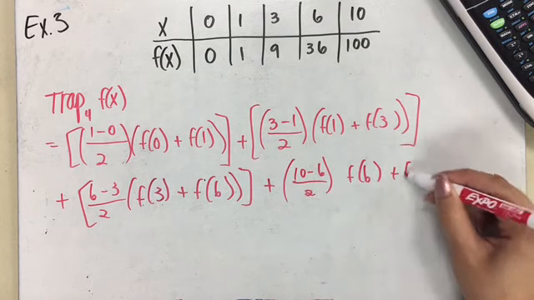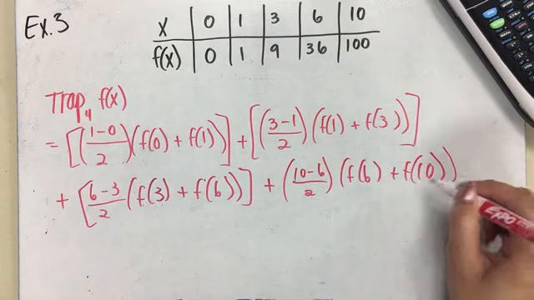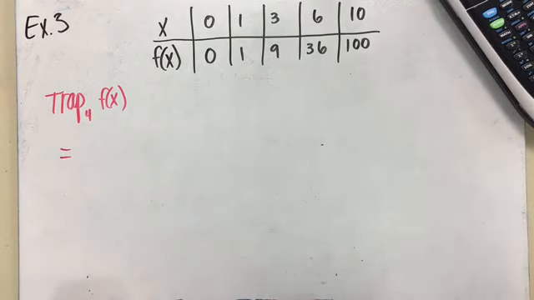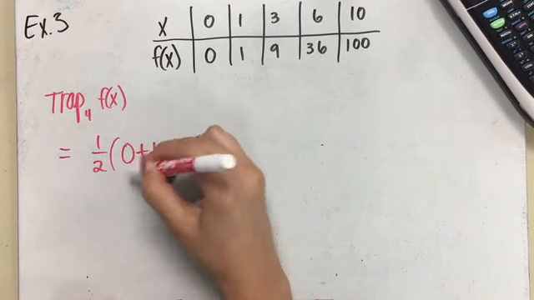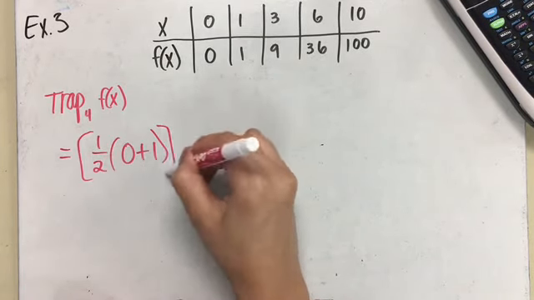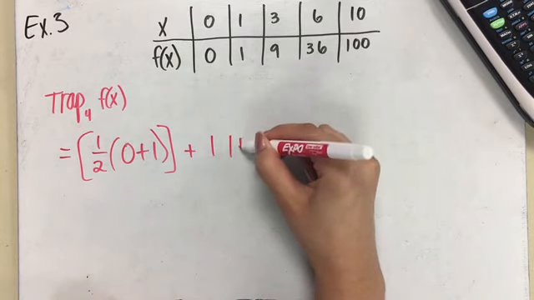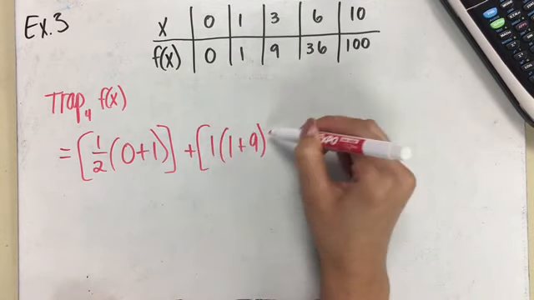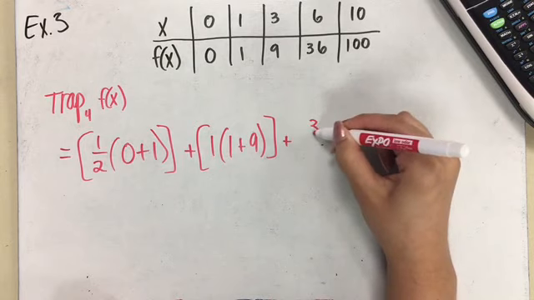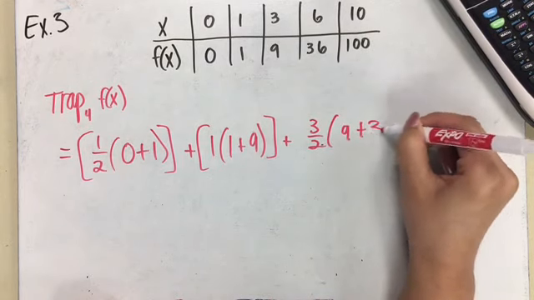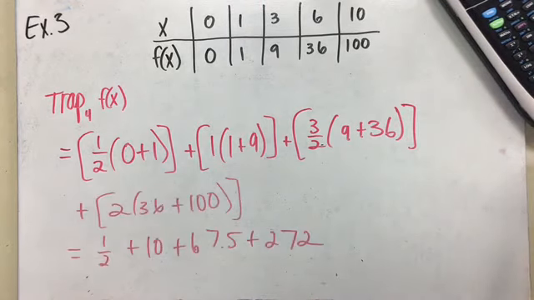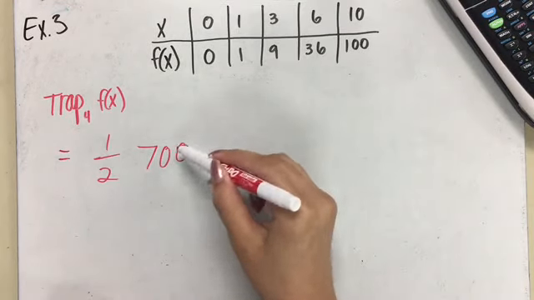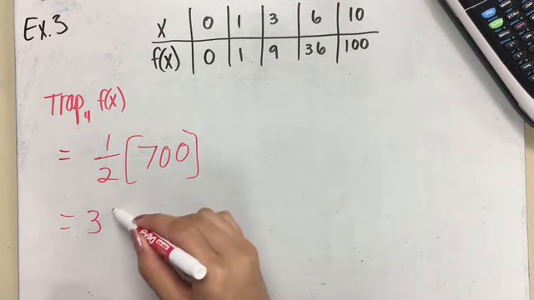Now you must find the area of each trapezoid by multiplying the sum of the bases of one trapezoid by its height. All you have to do now is substitute in the values for f of x. Then add these areas and divide by 2 to find the approximated area under the curve, which gives us the answer 350.